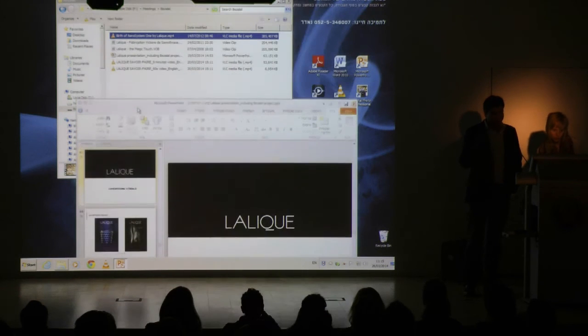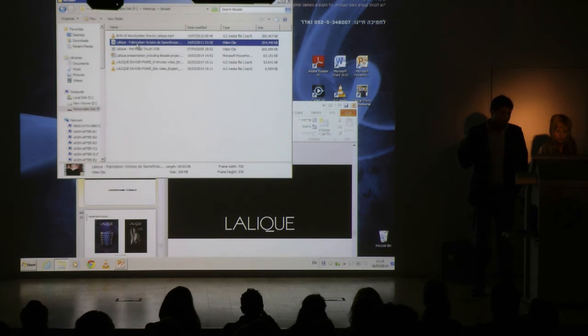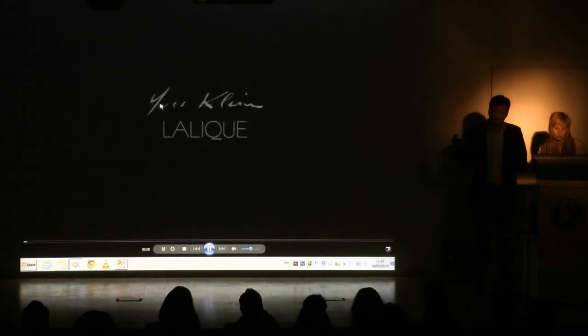There's another film which is also very interesting because of the technique, and you will see the Victoire de Samóthrace production and the way we recover the lost wax technique, which is very ancient.